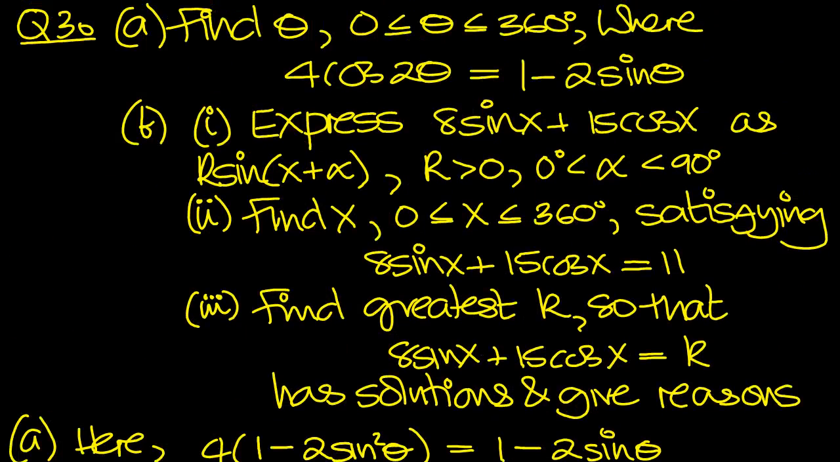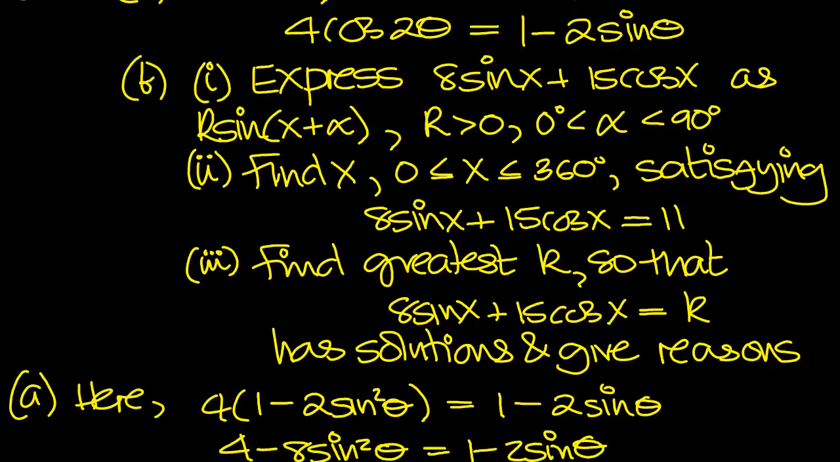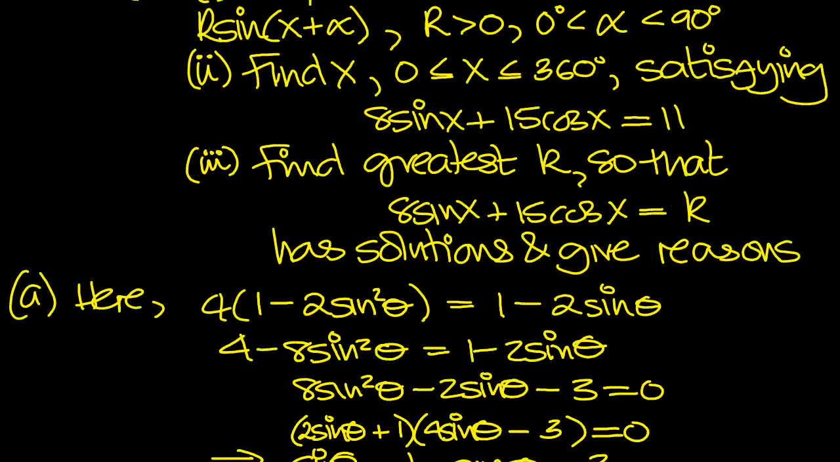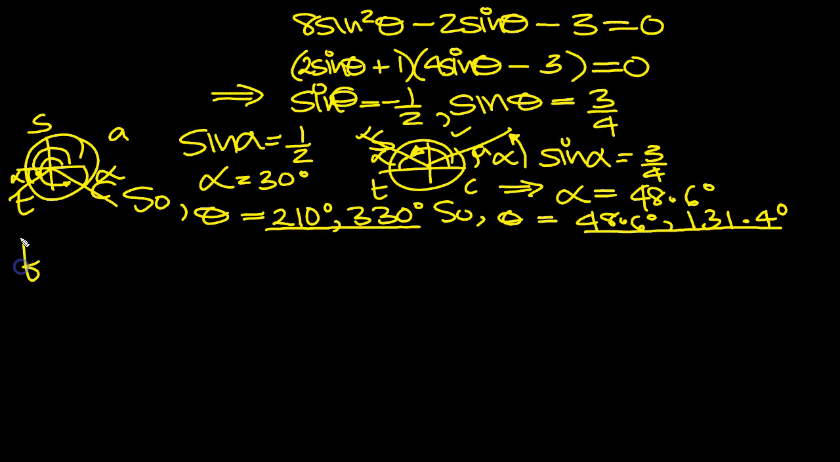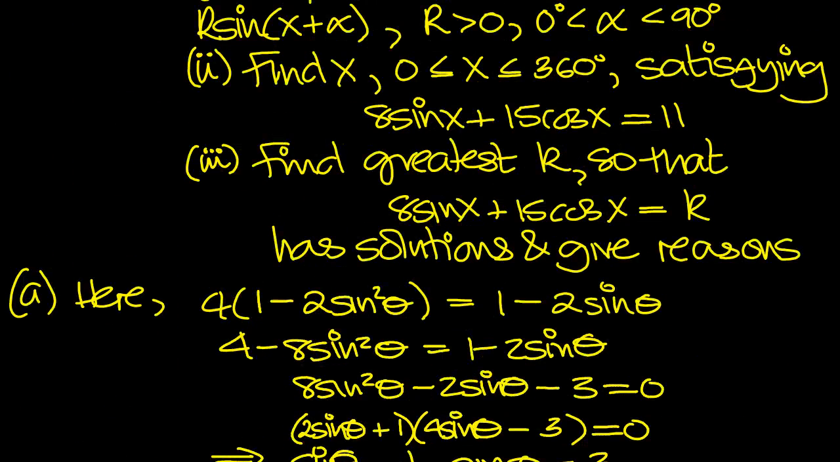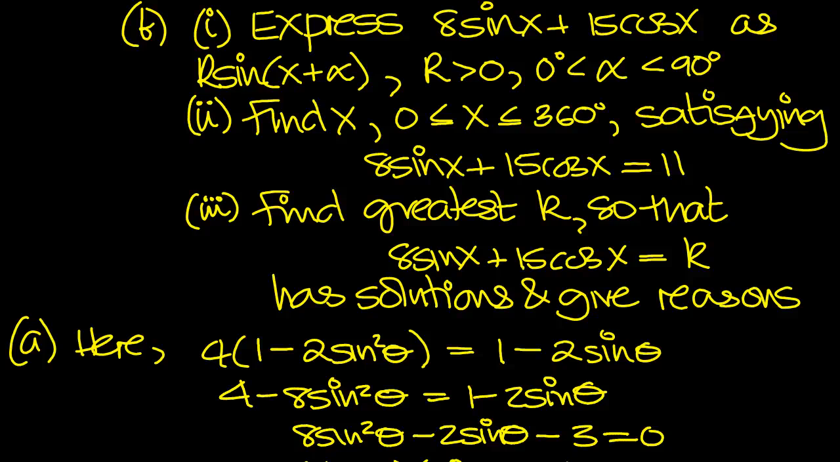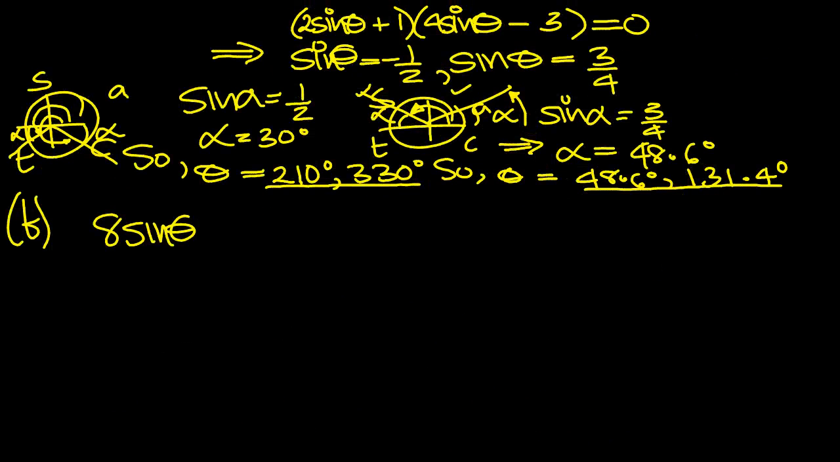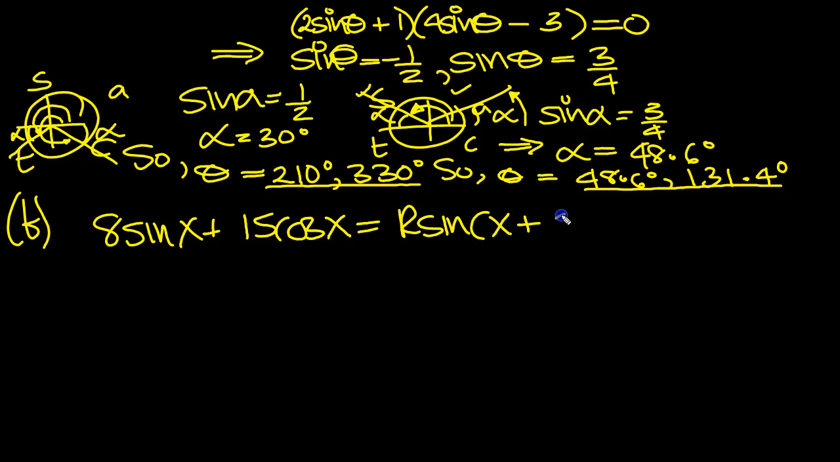Now let's move on to part B. So we've got to write this 8 sine plus 15 cos. So 8 sine x, wasn't it? Or theta. Let's have a quick look. 8 sine x plus 15 cosine x was equal to r sine (x plus alpha).